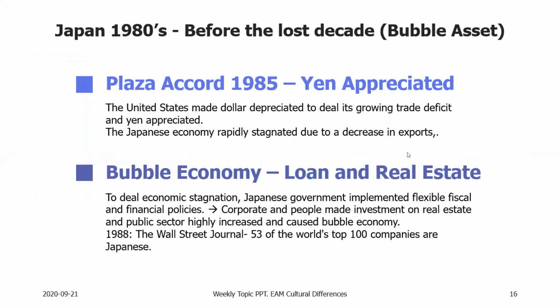In 1985, the United States made the dollar depreciate to deal with its growing trade deficit, and the yen appreciated. The Japanese economy rapidly stagnated due to the decrease in exports. To deal with the stagnation, the Japanese government implemented flexible fiscal and financial policies, which led corporations and people to invest in the public sector and real estate, and that caused a huge increase in real estate and stock prices. Even though it was a bubble economy, the Japanese economic boom was impressive, and we can see Japan's strength from the historical fact that 53 of the world's top companies were Japanese in 1980.